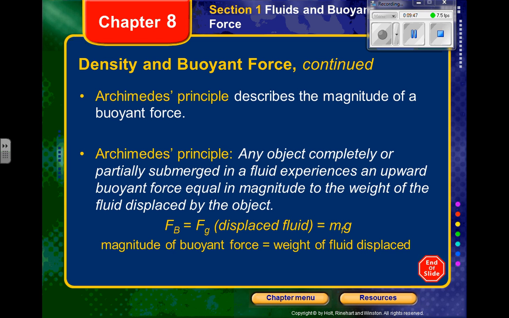So we're going to find the difference between how much that thing weighs in air and how much that thing weighs under the water. That's your buoyant force. That's the force that's pushing up on your object.